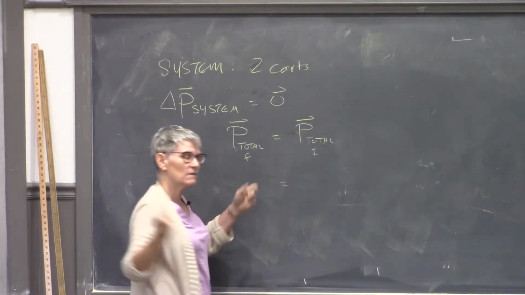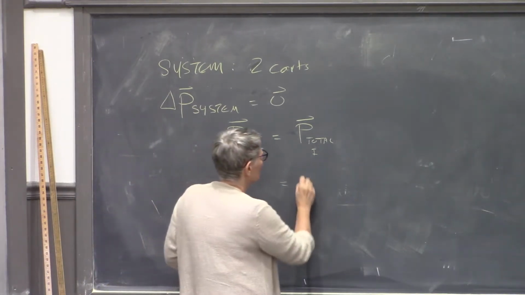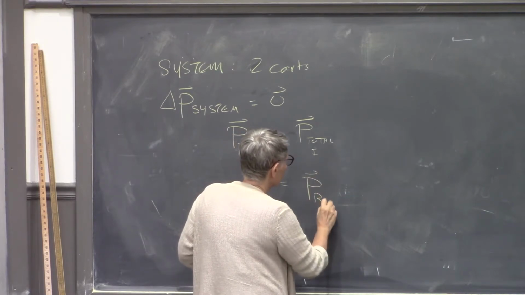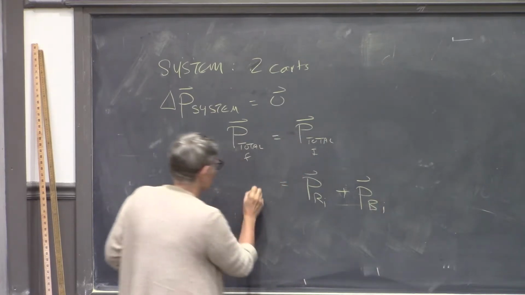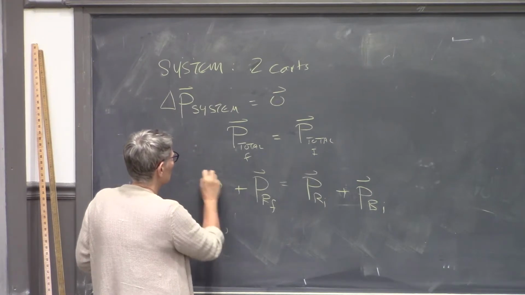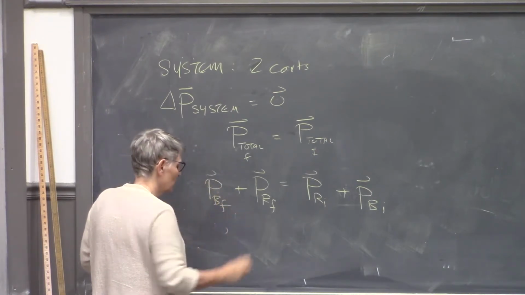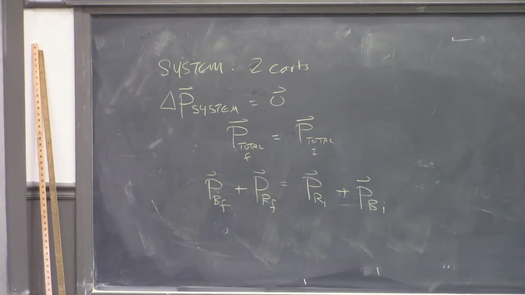And so for the carts with the same mass, we'd write it like this. Momentum of the red cart initial plus momentum of the blue cart initial is equal to momentum of the red cart final plus the momentum of the blue cart final. And some of these things were zero. So initially the momentum of the blue cart is zero.